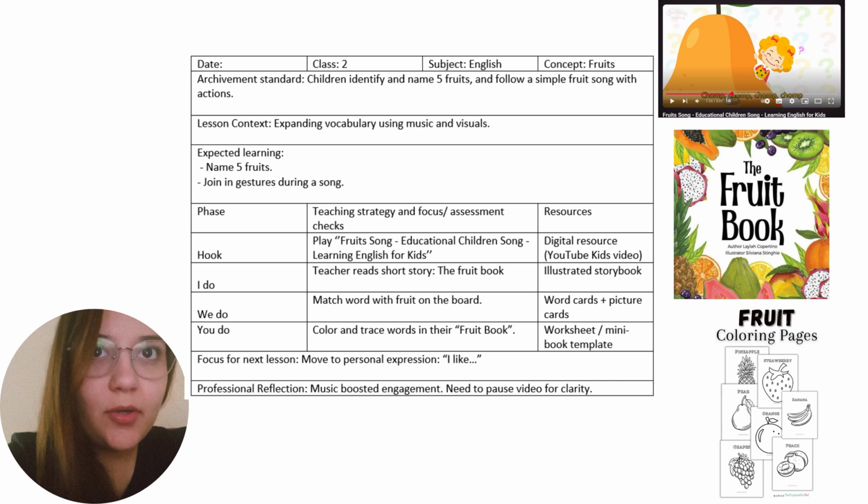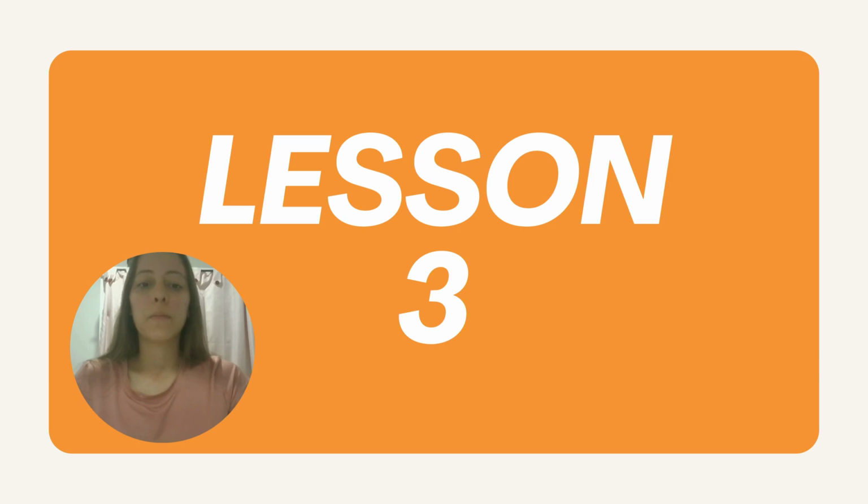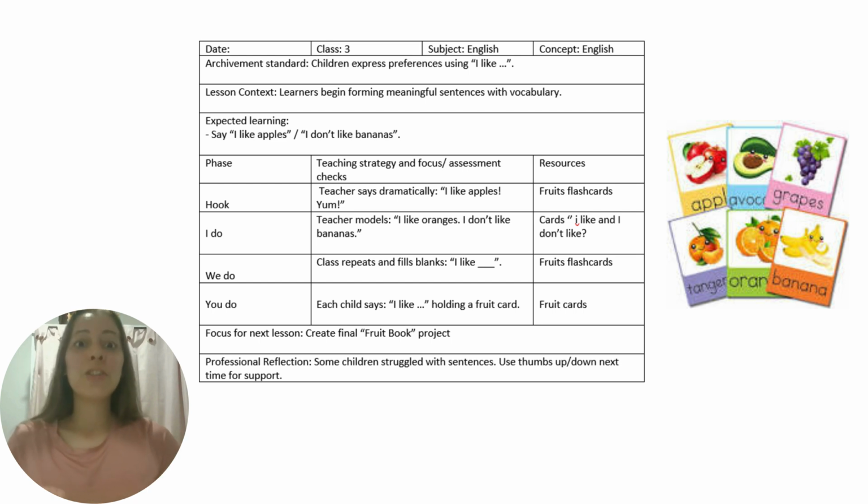We start with the fruit song video, then the teacher reads a short story called The Fruit Book, and next a group of children match words with pictures on the board, and finally they color and trace the words in their own fruit book. For the next lesson, we'll move to personal expressions with sentences like I like. Music boosted engagement, but we need to pause the video for clarity.